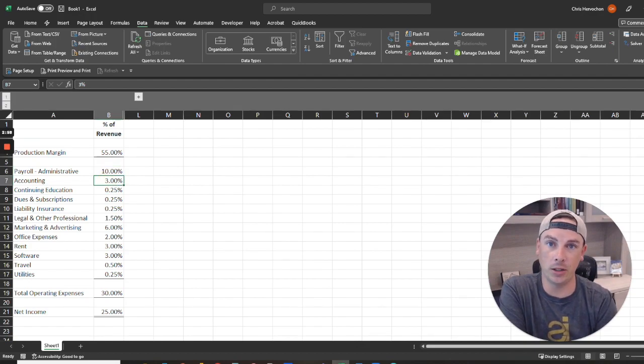Accounting, generally what we say is 3 to 5%. For this purpose, we put in 3%. This could also be internal too. So maybe this is closer to 0, and then maybe this is a little bit higher. Just depends on whether or not you insource it or you outsource it.